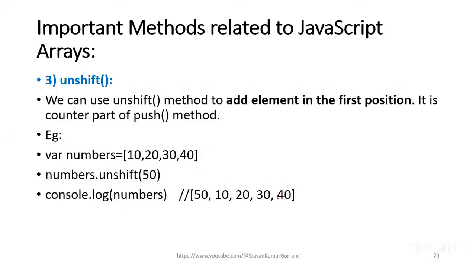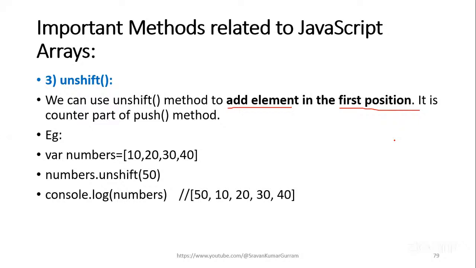Third method, unshift. All are in lowercase letters, don't give space anywhere. This unshift method is used to add an element. Before this, we discussed deletion, right? So this is about adding. The unshift method is used to add the element in the first position. This is an important point. The position is important, that is the first position.